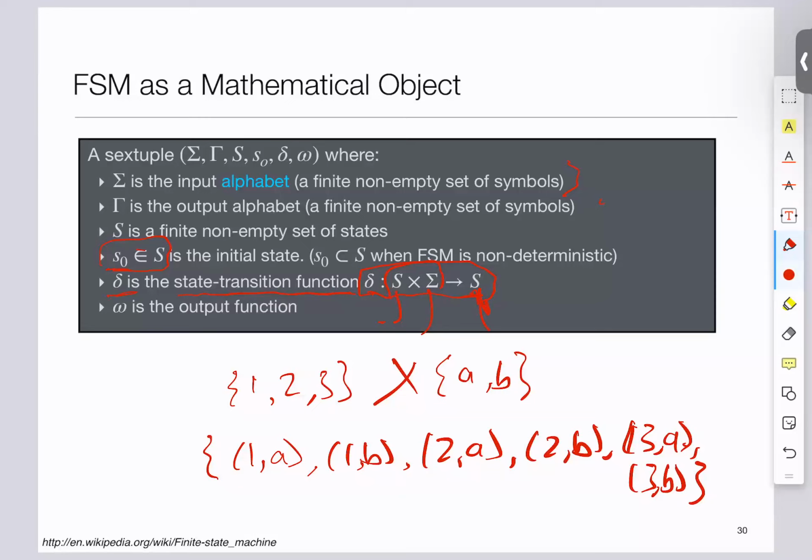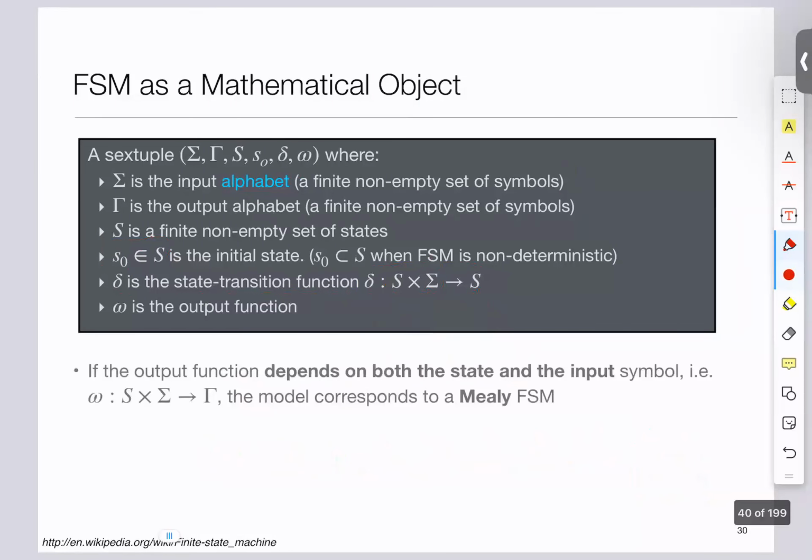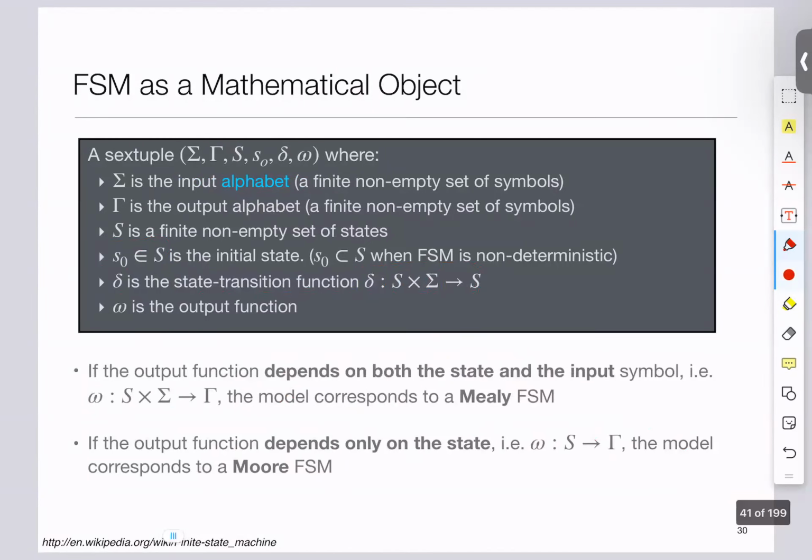And finally, omega is the output function. If it is a Moore machine, it will say for every state, what's the output? And if it's a Mealy machine, it will say for every state and every input combination, what's the output? So if it is Mealy, omega would be a mapping from current state and current input to an output. And if it is Moore, it is simply a mapping from state to output.